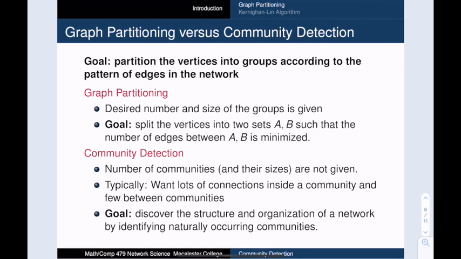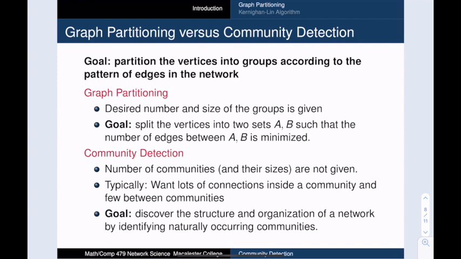Both the graph partition problem and the community detection problem split the graph into subgraphs. So let's highlight the differences. In graph partitioning, the number of groups and the size of the groups are given up front. We want to find the split that minimizes the number of crossing edges. In community detection, the number of communities and their sizes are unspecified. These are attributes that we must discover.